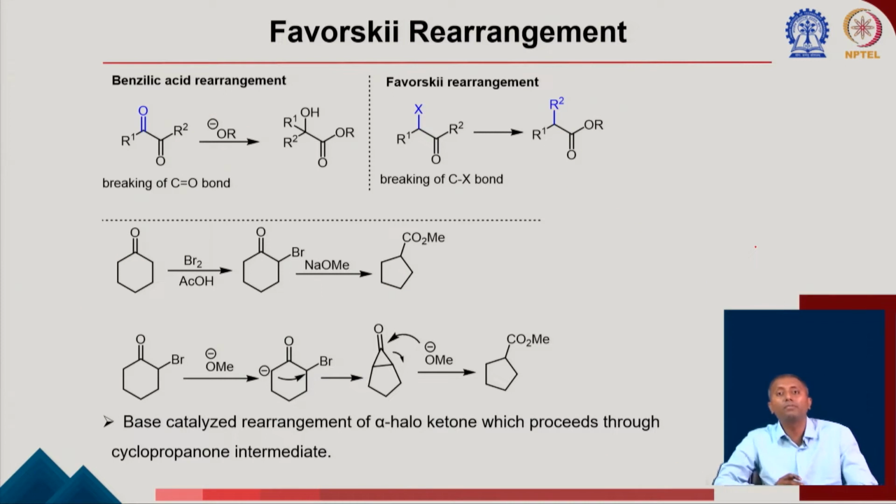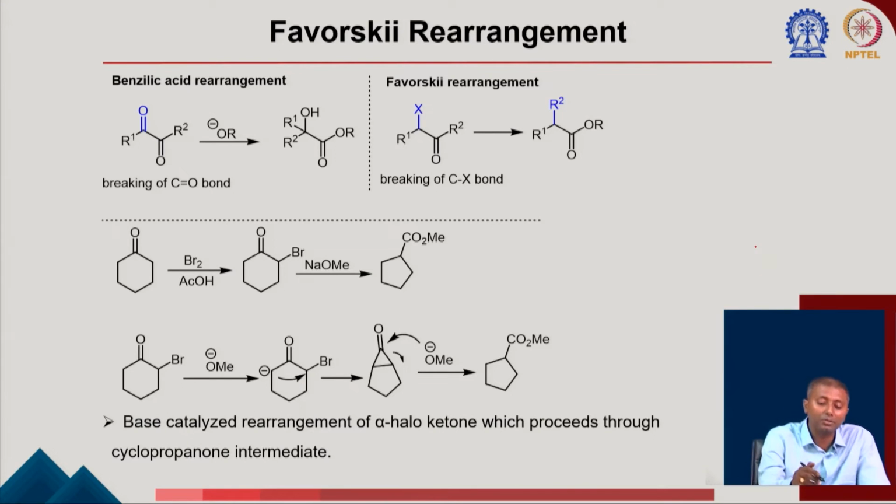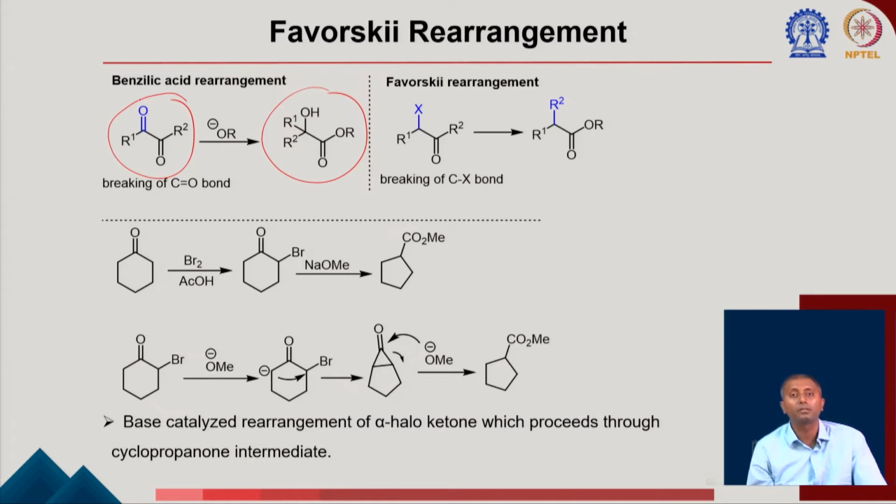Now we are going to move to the Favorskii rearrangement. What we have learned in the benzilic acid rearrangement is that these 1,2-dicarbonyl compounds go to the corresponding product. Here we are breaking a carbon-carbon bond through attack of the OH minus. But here we are going to talk about breaking of a carbon-halogen bond, which from the ketones will end up giving you the corresponding esters, and this X will be replaced by OR.